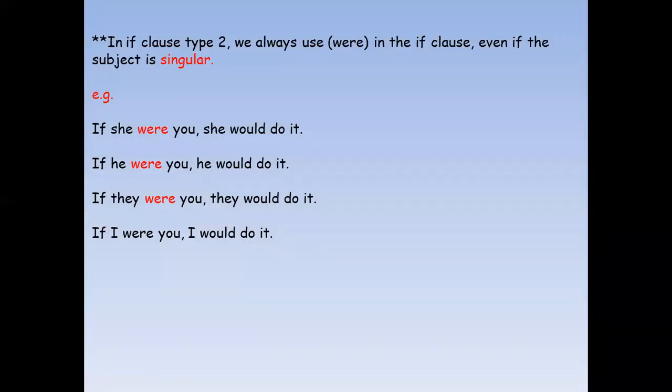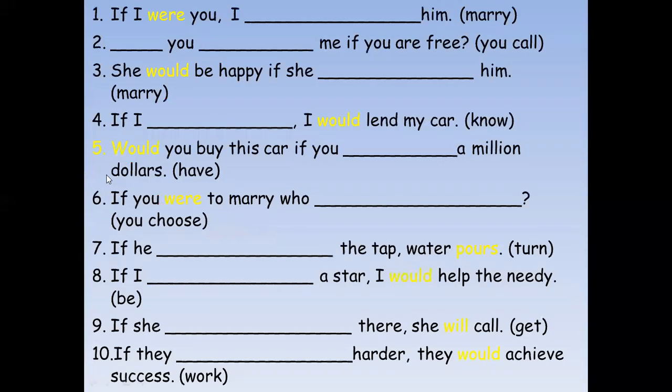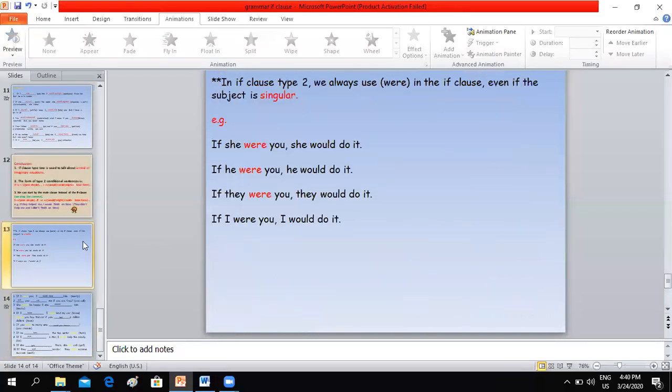This is the part where we talked about advice. In if clause type 2, we always use were in the if clause, even if the subject is singular, for giving advice, of course. If she were you, she would do it. If he were you, he would do it. If they were you, they would do it. And if I were you, I would do it.